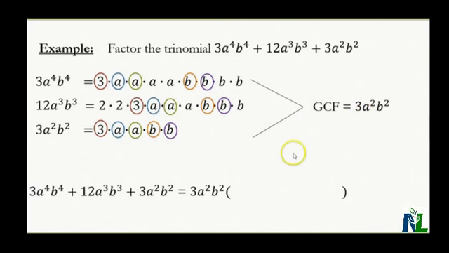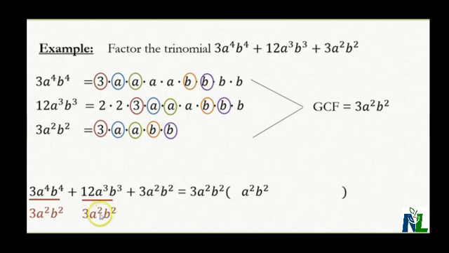The last step is to write the GCF in front of the equation and then divide each term by the GCF to determine the remaining factor. So when we divide the first term by 3a squared b squared, you are left with a squared b squared.